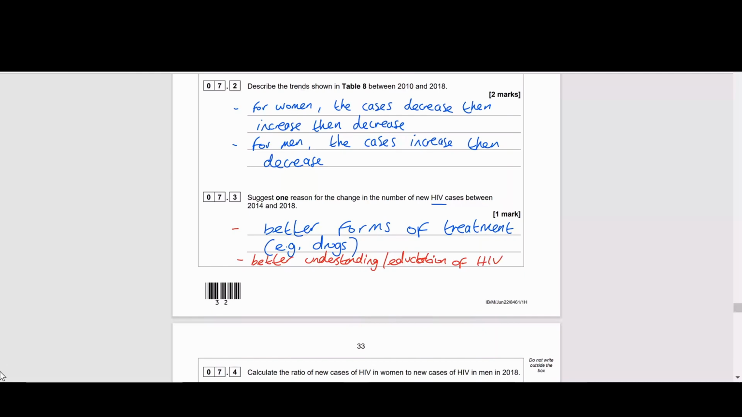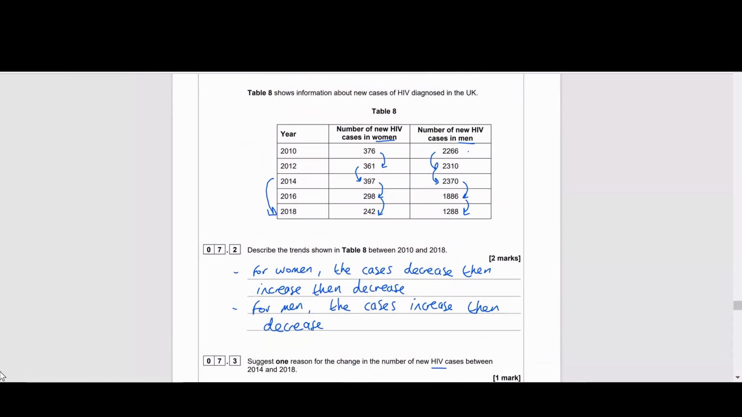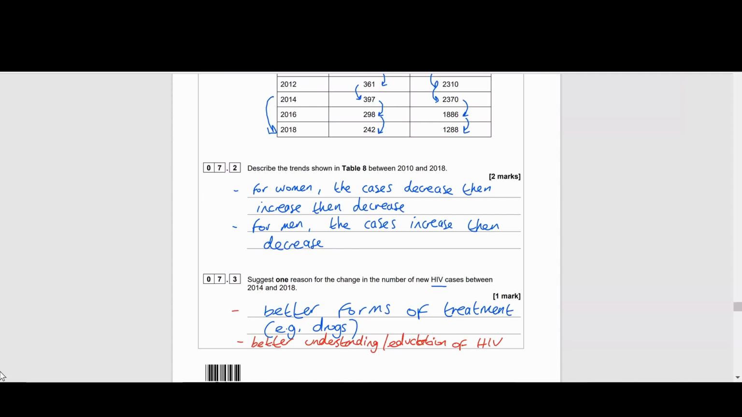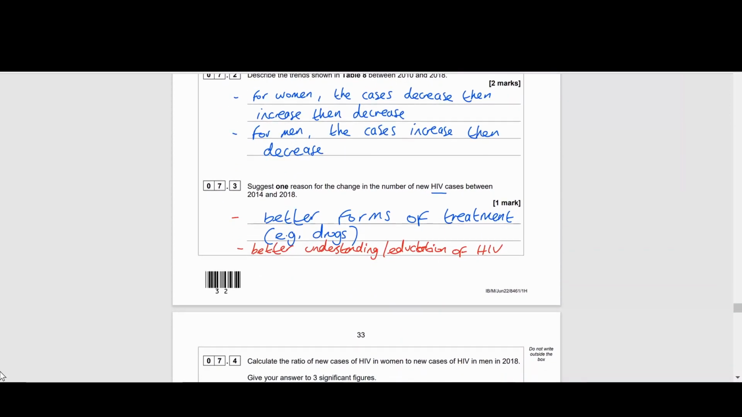We could mention the other forms of prevention, which are condoms. However, what we would need to be careful of is the fact that at 2010, there were condoms being used. At 2012, there were condoms being used. However, what might cause the decrease, as we see between these years, it may be the fact that the condoms are more accessible, widely available, or cheaper, which would mean that more people would be using them.